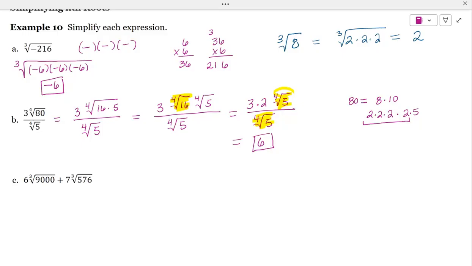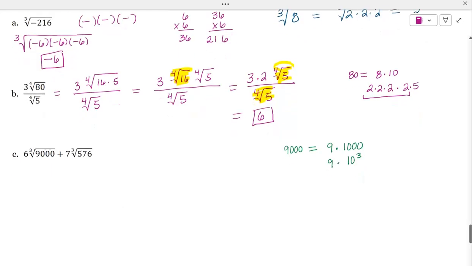For example C, we want to rearrange the cube roots that I have. Hopefully we'll end up with 2 things that are like terms, so we can add these items together. Let's do some side work and think about 9,000 to start. 9,000 is 9 times 1,000. And 1,000 is 10 to the third power. So that works out nicely.